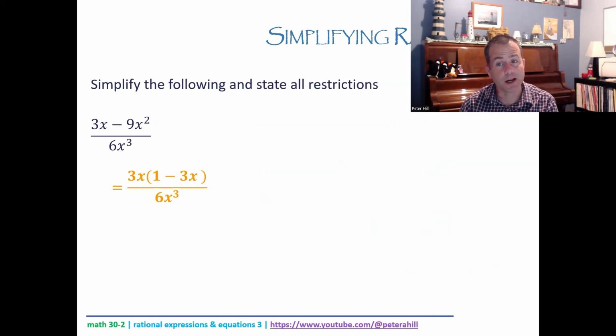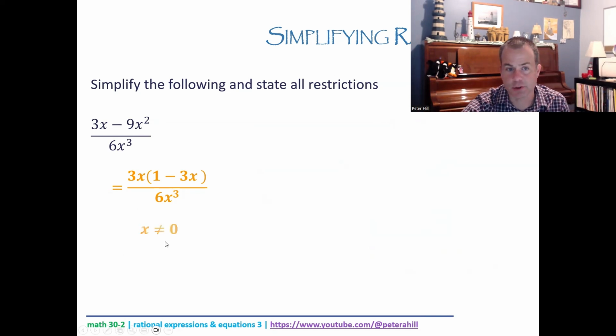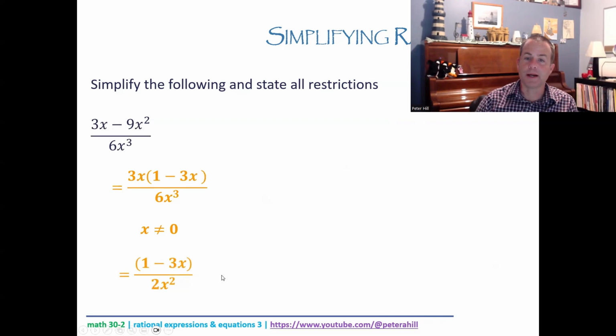But before I simplify, I need to state those restrictions, those non-permissible values, okay? Remember, my order: factor, then restrictions, then simplify. So x can't be 0 in this one. Okay, then as I just said, this will be 1 over 2, and this will actually be 1 over 2x squared. Now, I don't need the 1 there anymore. So my final answer will be 1 minus 3x over 2x squared, okay?